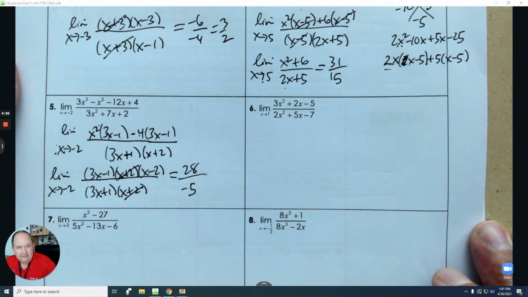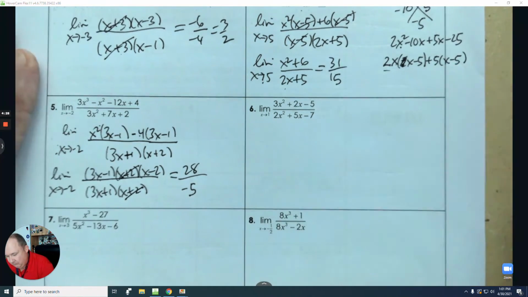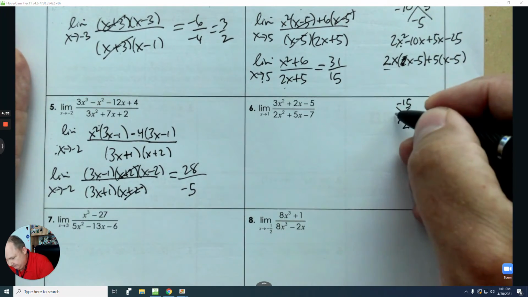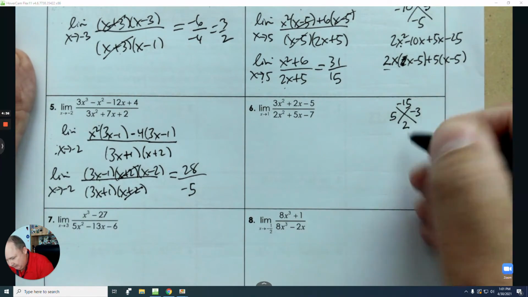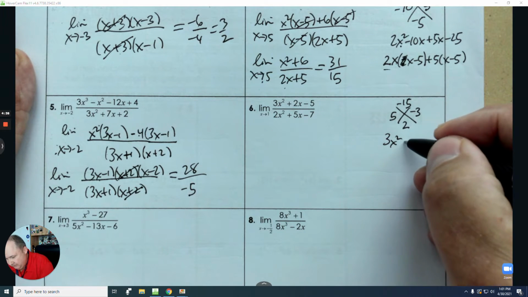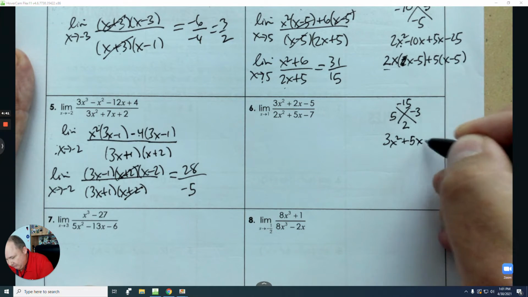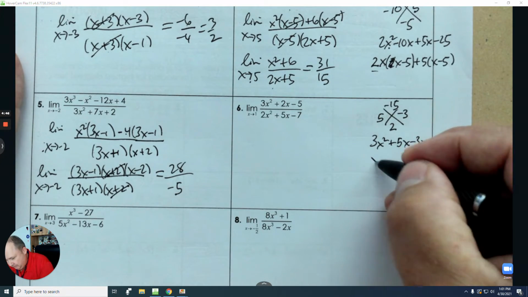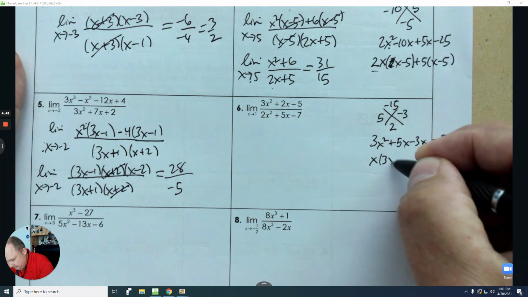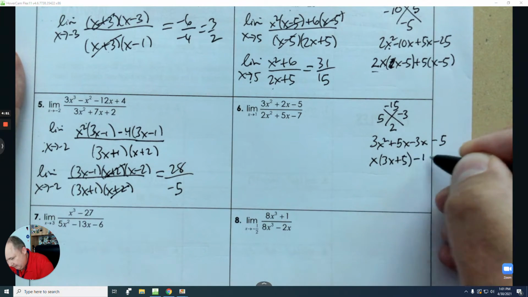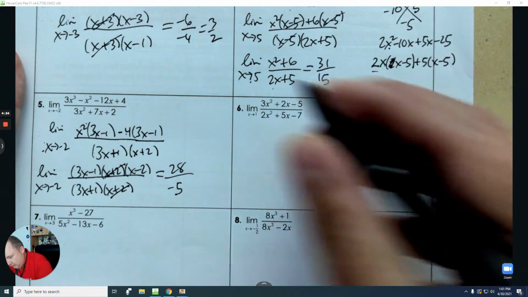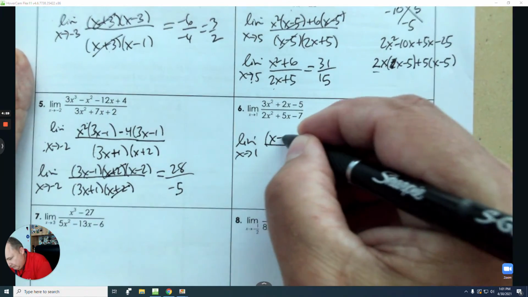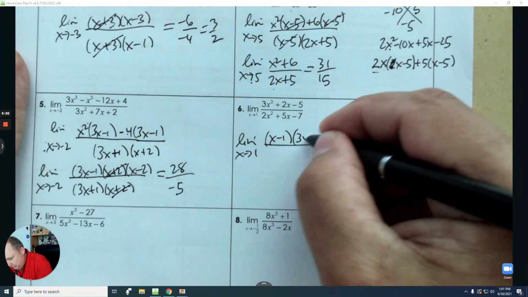Number 6, evaluate at 1, and now we need to do some factoring. So I'm going to factor the numerator. Those two numbers are 5 and -3. That gives me 3x squared plus 5x, subtract 3x, subtract 5. Factor, group out the x, and then -1. So there's the numerator. So we got x subtract 1 and 3x plus 5.